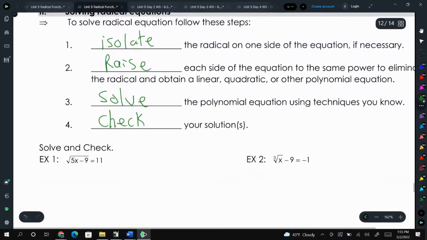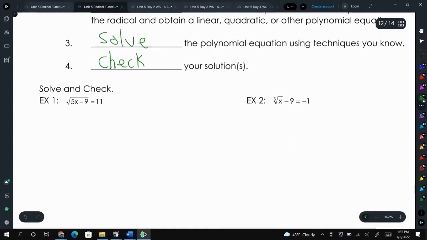Now, when we check our solutions, we definitely want to do that for square root equations, but when it comes to cube root equations, you don't necessarily always need to check your answers. But it's a good practice to check your answers regardless, because it could also tell you that you made a mathematical error. You plug in x and you get something that doesn't work out, then you see that you've done something wrong and you can go check that out.